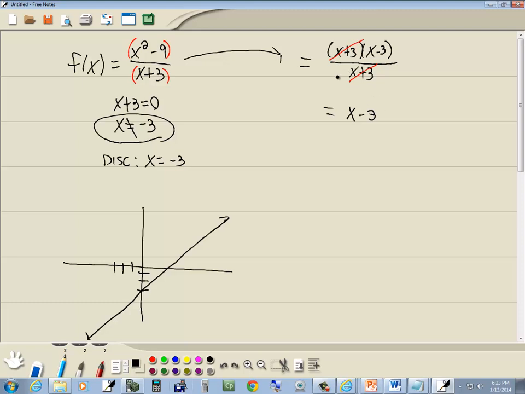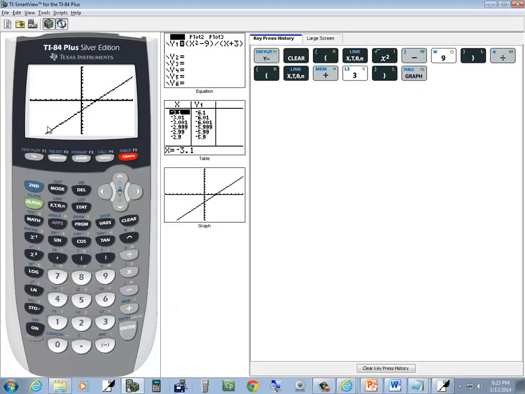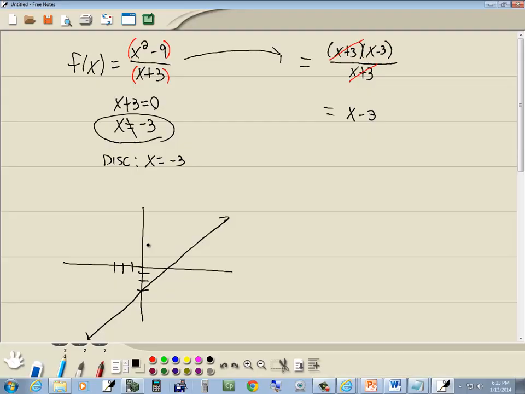When it disappears like that, your discontinuity disappeared. We'll talk more about that in future problems. But that means that it's a hole in your graph. It's not a gap, it's a hole. So if I come to negative 3, go straight down, what we should have right here is a hole in our graph. So that would be our graph right there.